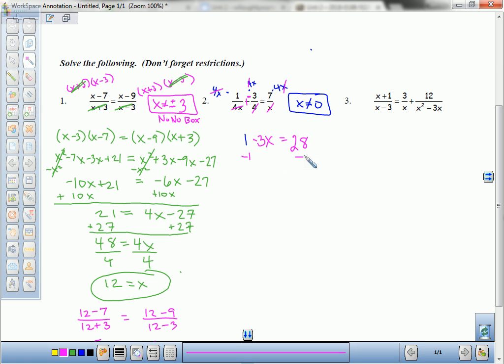So I subtract 1. Negative 3x equals 27. This one's much easier. Divide by negative 3 and I'm all done. X is negative 9. And that checks. I did it in my head, but you could do it.